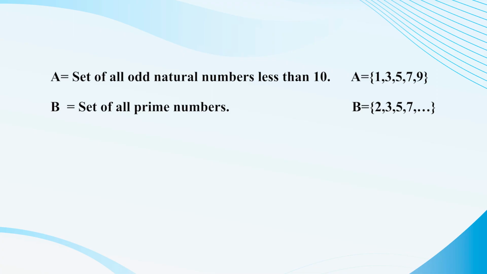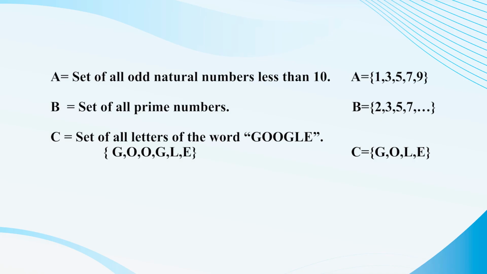Now, consider set B as the set of all prime numbers. Then, set B has elements 2, 3, 5, 7 and so on. We will put 3 dots to show that the collection is not ending. Now, let us take another set C, which is the set of all letters of the word Google. This word is a 6 letter word having the letters G, O, O, G, L, E.